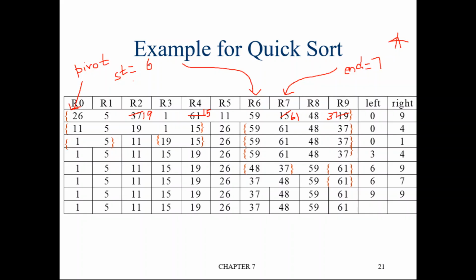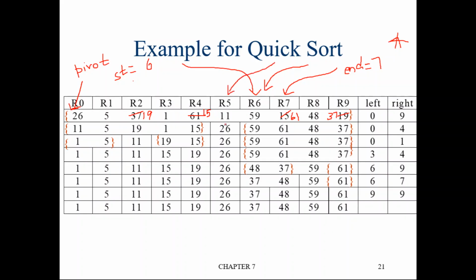Okay. Similarly, do the same process for end. Now end is pointing to 7th location, which contains 61. Is this greater than pivot? Yes, 61 is greater than 26. So decrement end. So end will become 6. Again you check this value. What is this at 6th location? 59. Is it greater than pivot? Yes, it is greater than pivot. Pivot is 26. So once again decrement end. So end will point to 5th location.